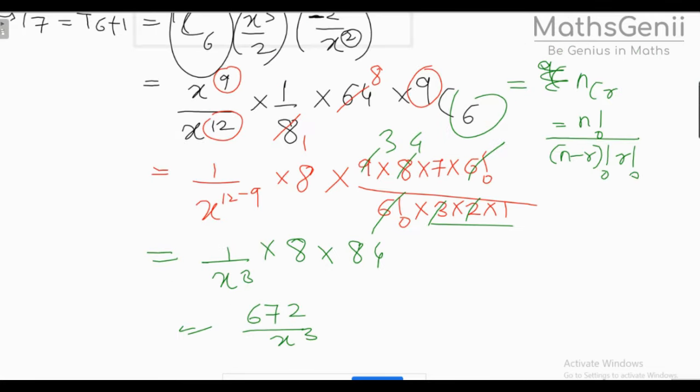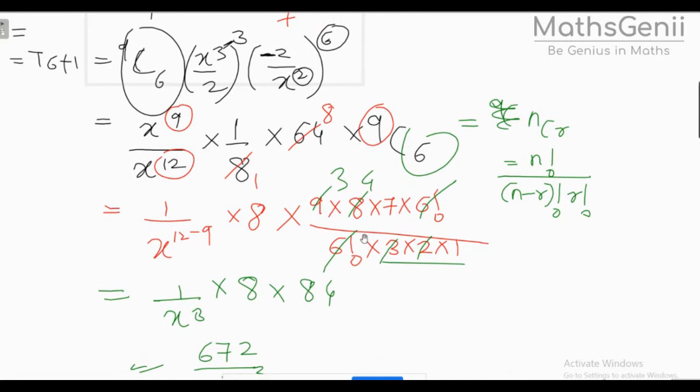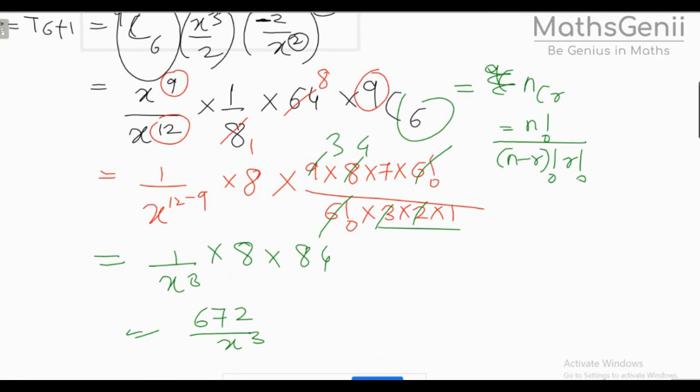So I've solved each and every step in detail. If you know how to solve it, you can just skip and go to the next question.